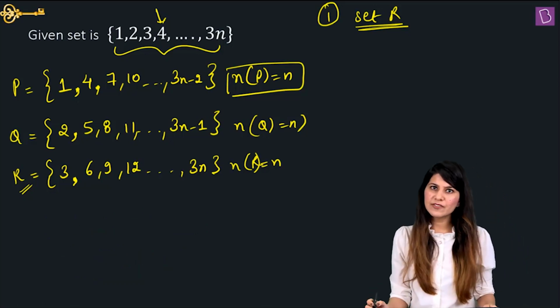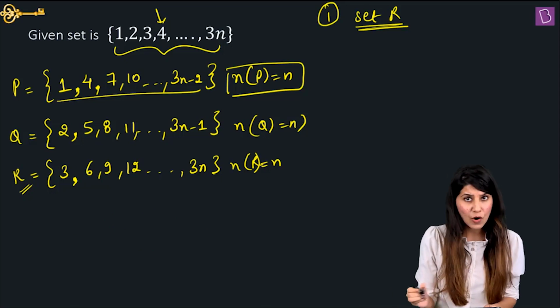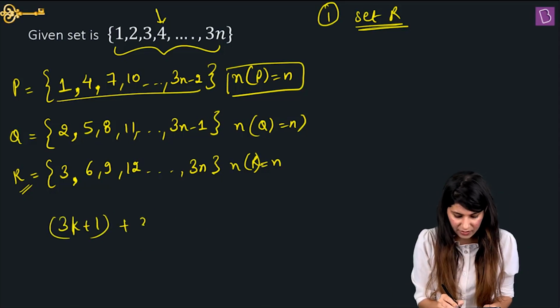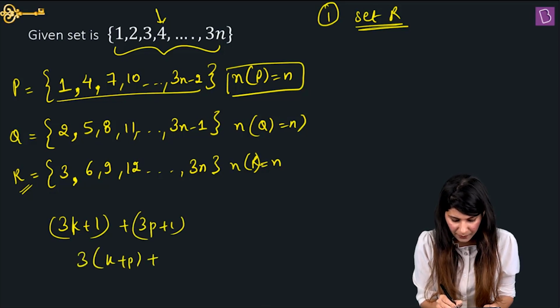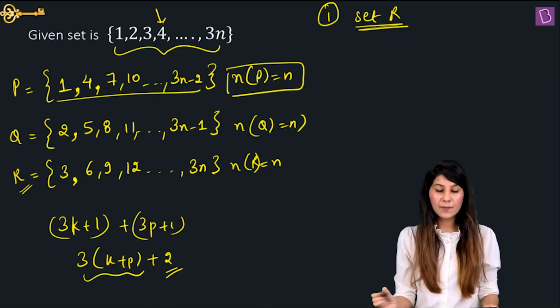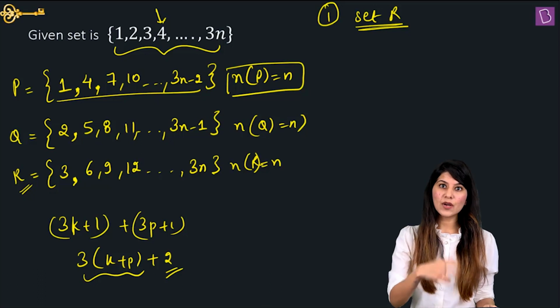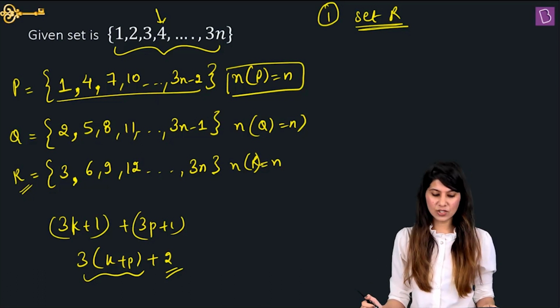If you pick both the numbers from set P, which form do they have? 3k plus 1 for one number, and 3p plus 1 for another. So the sum would be 3(k plus p) plus 2. This is divisible by 3, but this will give 2 as a remainder. That means picking both the numbers from P also is a bad idea. Not a case, rejected case.